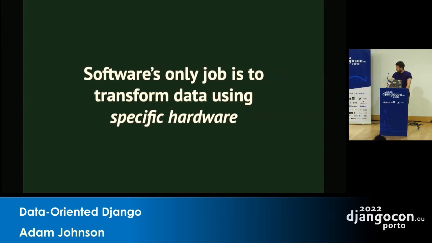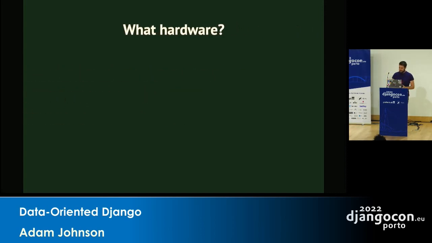The other side to it is that the job of software is to transform data, but only using specific hardware. When we write a program, we're only going to run that on certain computers. The world of computing is infinite. We're targeting rather specific computers whenever we write a program. That makes us ask, okay, what is the hardware we're writing for?